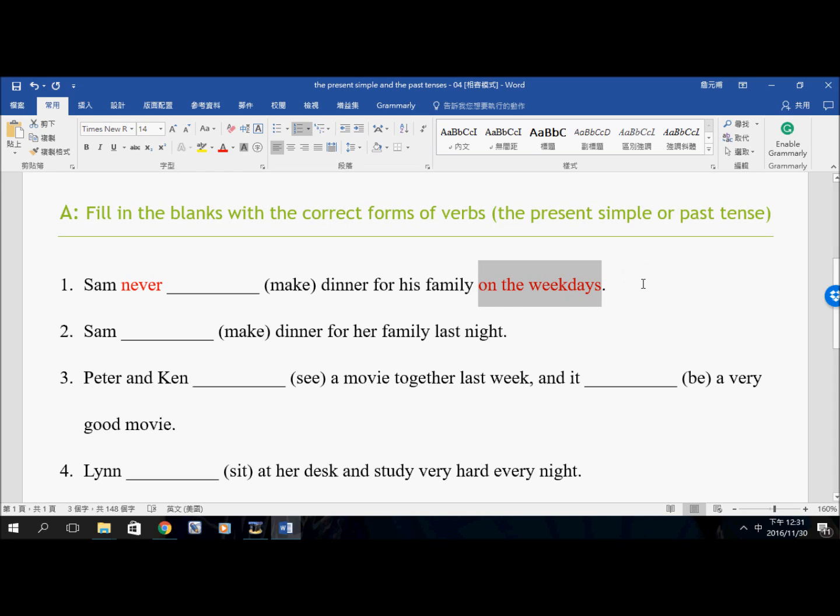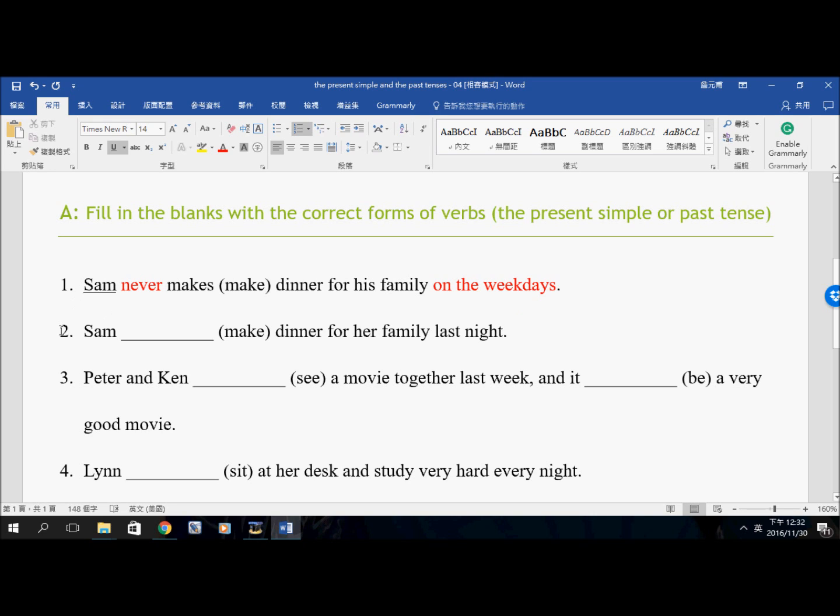So you know when it's a person's habit, something that a person regularly does, we have to use the present simple tense. Sam is a third person singular pronoun, so we have to make some changes. Make actually becomes makes. So the correct answer is Sam never makes dinner for his family on the weekdays. It is the present simple tense.